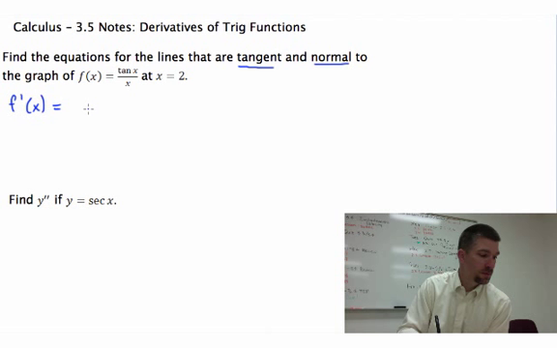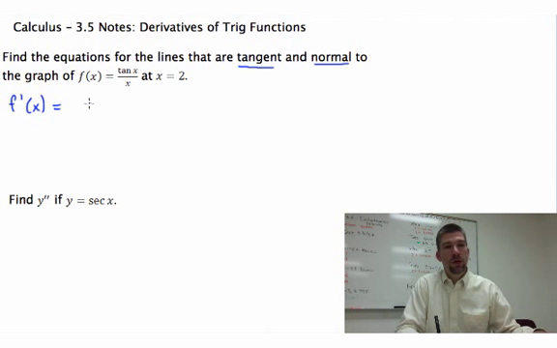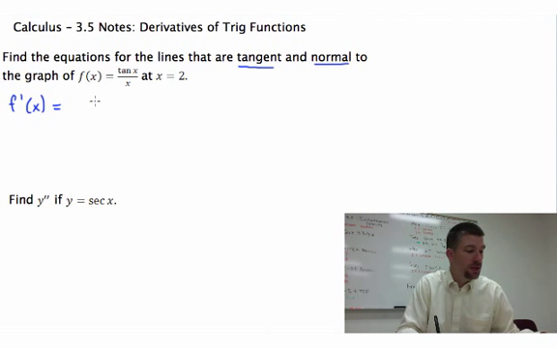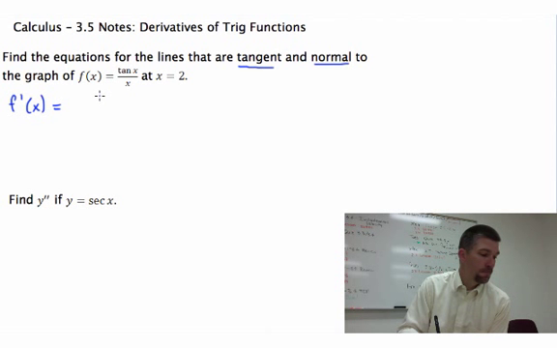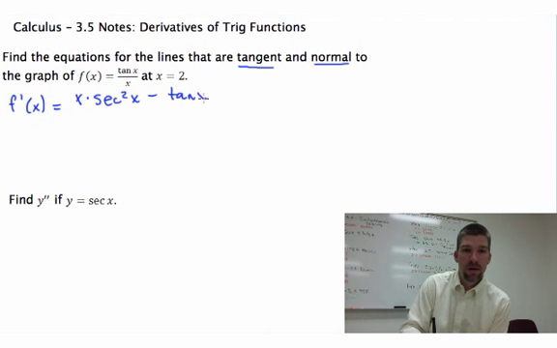So f prime of x. And when we do this, we need to know what the derivative of tangent is. What's the derivative of tangent? And that's going to be secant squared x. So I'm going to have low d high minus high d low all over low.